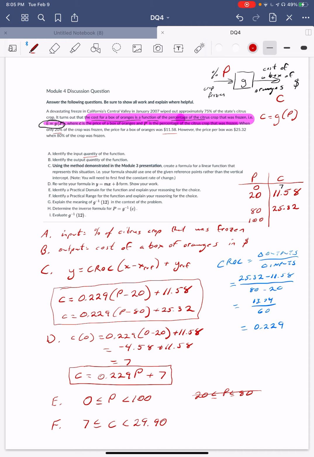Now, one hint I want to tell you is that if you're ever being asked for practical domain and range, do not include infinity. Infinity is never practical. Nobody can ever reach infinity.